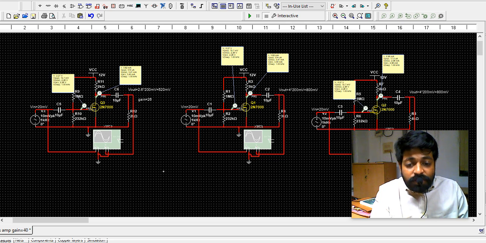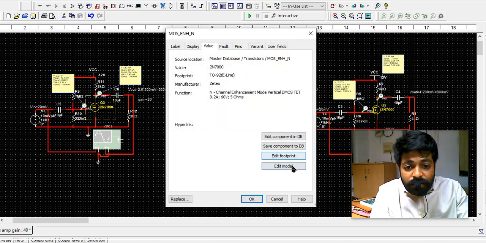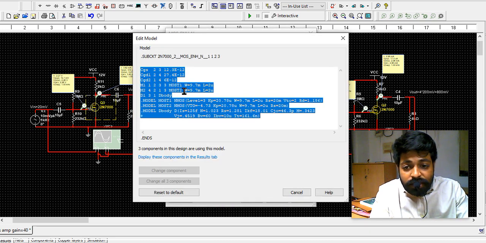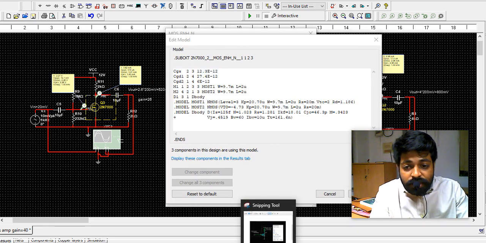And one more thing that I know is, I'll just double click on the transistor, and I will go to the edit model, and I can see the parameters of the transistor. So I'll keep this one and I'll take a screenshot.